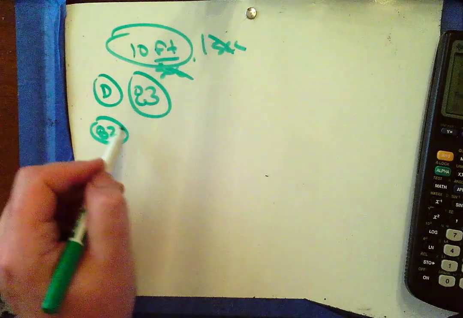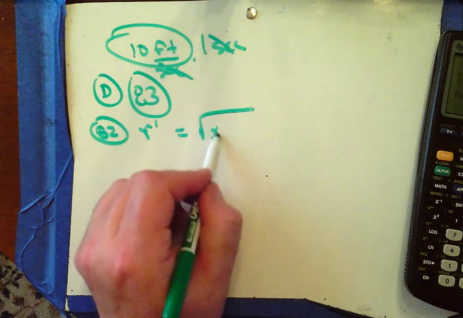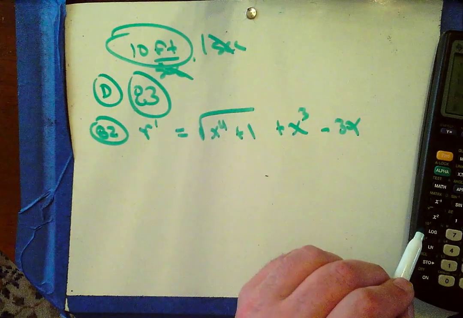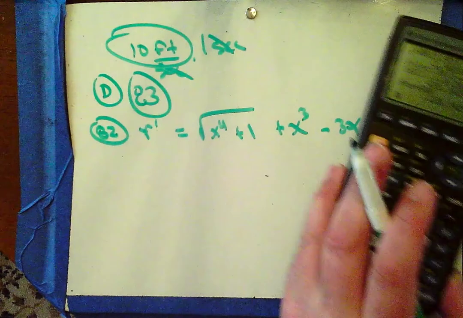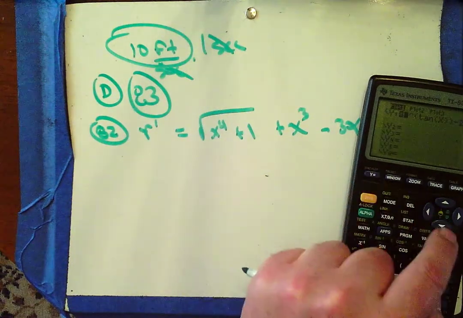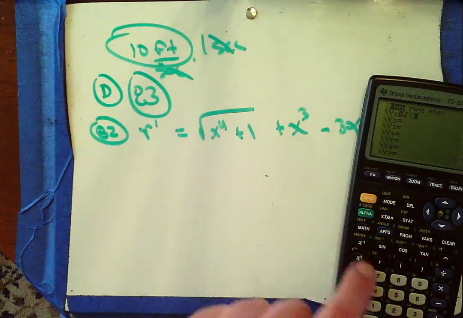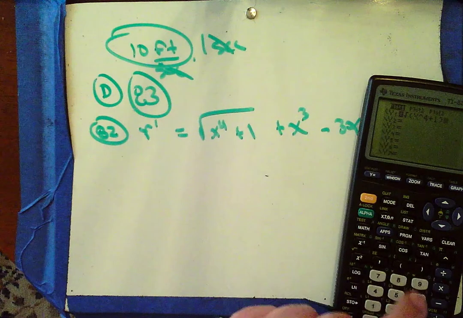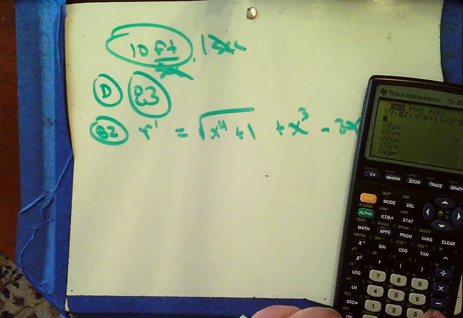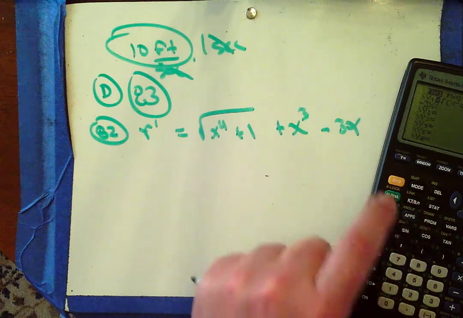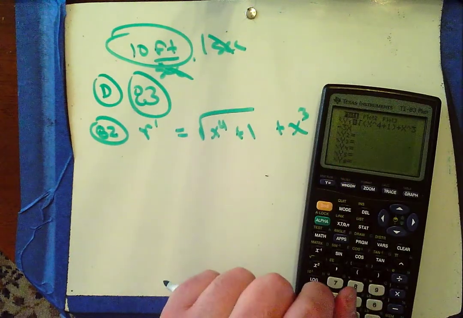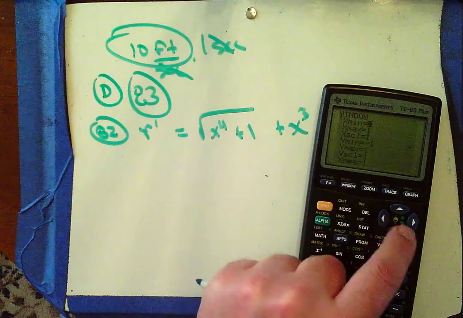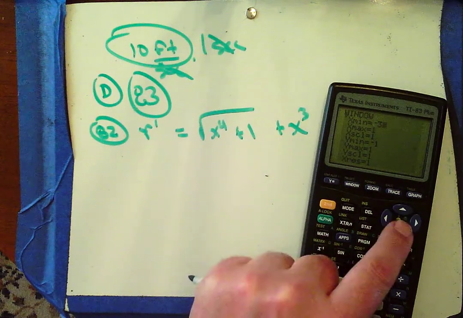82 says f prime equals the square root of x to the 4th plus 1 plus x to the 3rd minus 3x. F has a local max at what? Well, I'm going to take f prime and graph it and find when f prime equals 0. Square root of x to the 4th plus 1, close parentheses, plus x to the 3rd minus 3x. All the values are between -3 and +2.